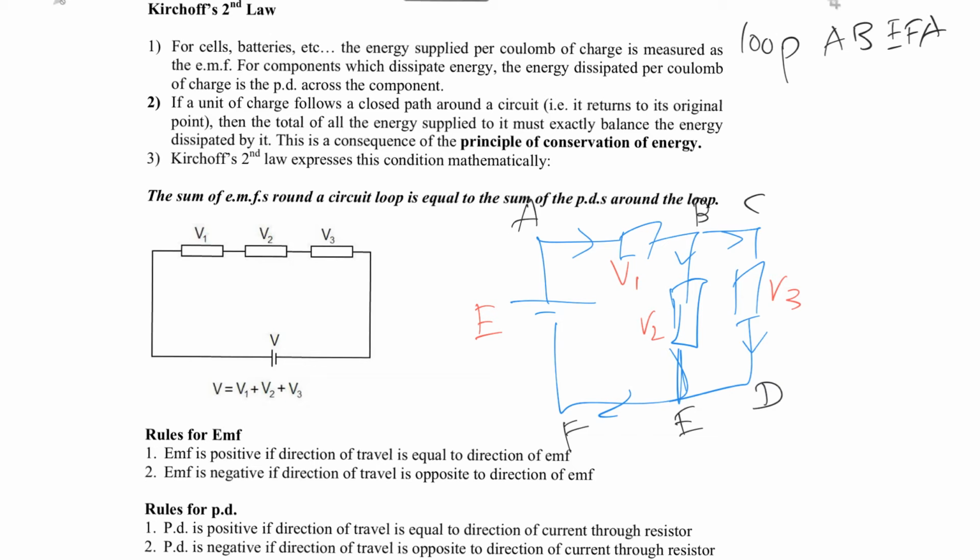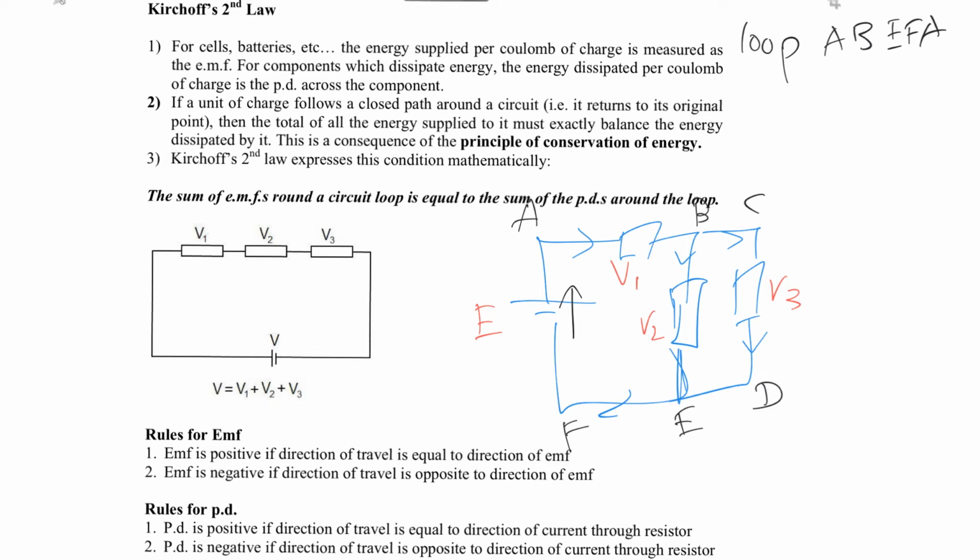Now how do I use the rules for EMF and the rules for PD? Because when we say the sum of EMF equals the sum of PD, there are some rules to follow. You cannot just add up everything. Sometimes your EMF can be positive or negative, and sometimes your PD can be positive or negative. So for EMF, what is the rule? The rule for EMF is positive when the direction of travel is equal to the direction of EMF. What does it mean? Every cell has a direction of EMF, which is the direction it wants to push the current out. So the direction that this cell wants to push the current out is here. This is called the direction of EMF.